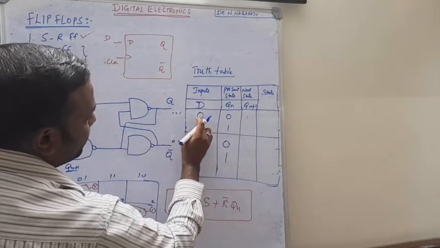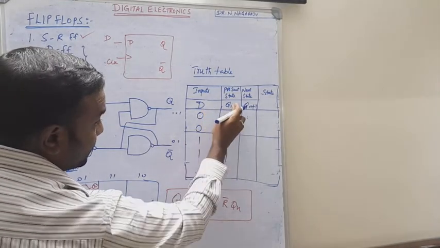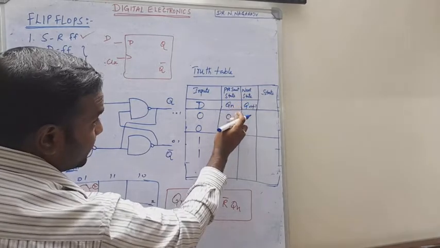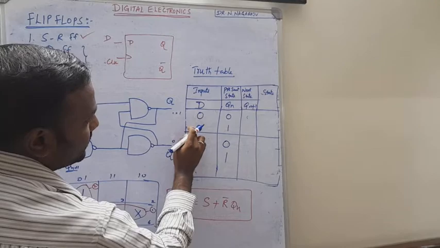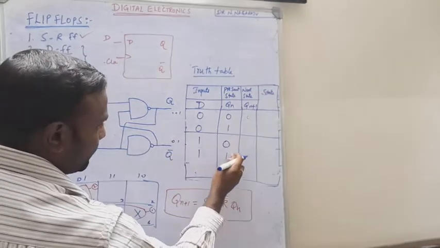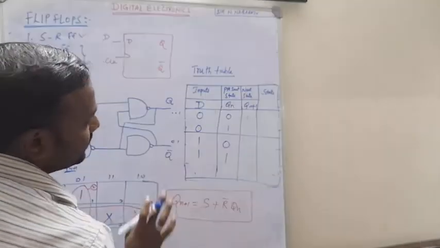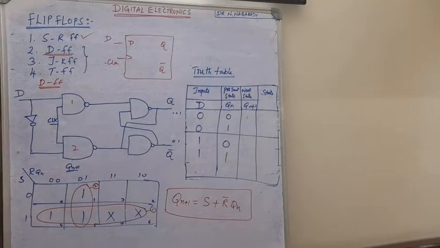Here the input is 0 0, that is the present state. It depends on the present state, 0 1 when the input value D is equal to 0. Similarly, present state 0 1 when the input value D is equal to 1 1. Now I am going to find the next state equation for this one.